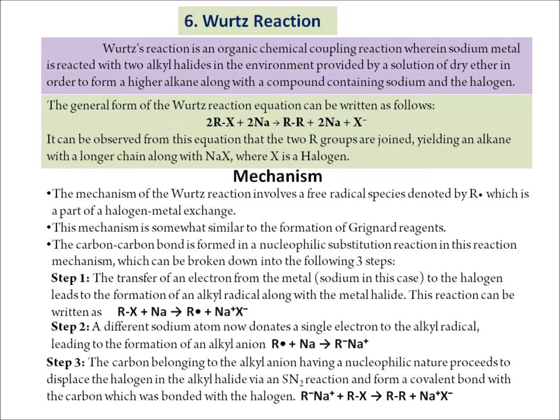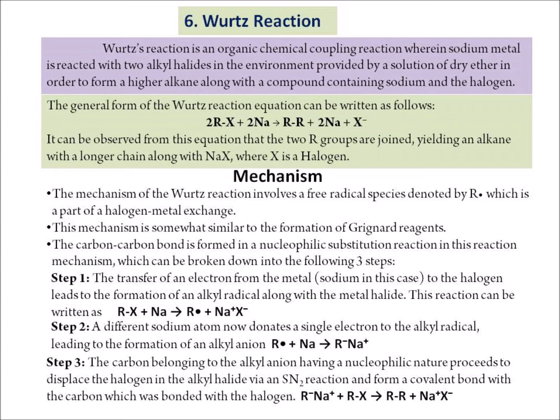The first step, transfer of an electron from the metal to the halogen leads to the formation of an alkyl radical along with the metal halide. In the second step, a different sodium atom now donates a single electron to the alkyl radical, leading to the formation of an alkyl anion.